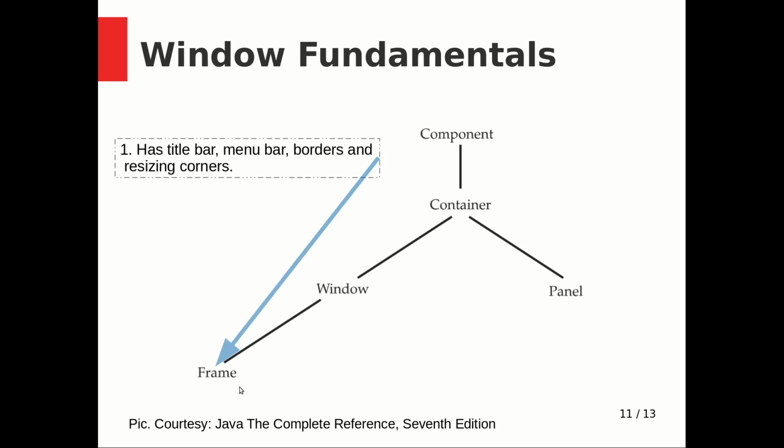We have already seen that a frame is a window having a title bar, menu bar, borders and resizing corners, and that was the difference between frame and panel. So these are the classes of special interest in the case of GUI programming using AWT. We had component, we had containers, we have window and panel, and then we have frame. And other than this, we have normal controls like a button, list box, text area, text field, etc.